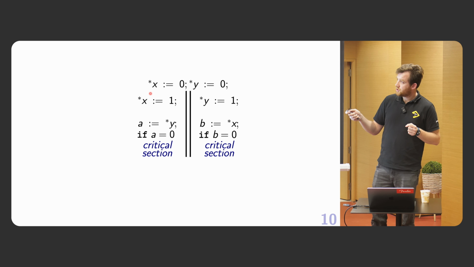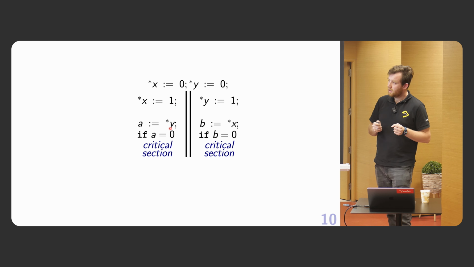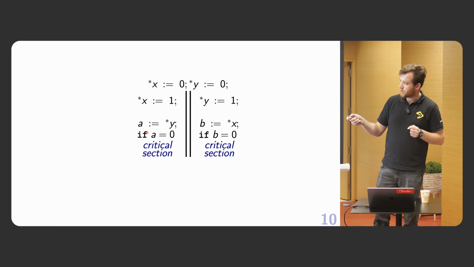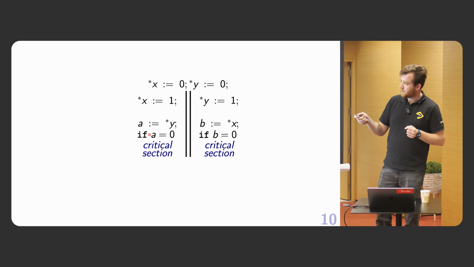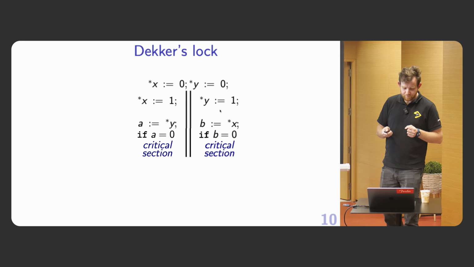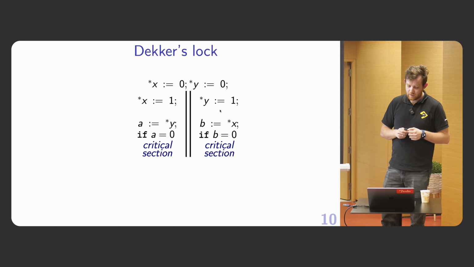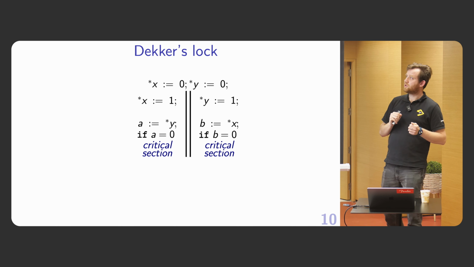After the initialization, we spawn two threads. In each thread, we first write the value 1 to some location, and then read from the opposite location. After that, we check if the value we read is 0, and then we run the critical section. So apparently, we expect that this locking also works, as this is a simplified version of Dekker's lock.